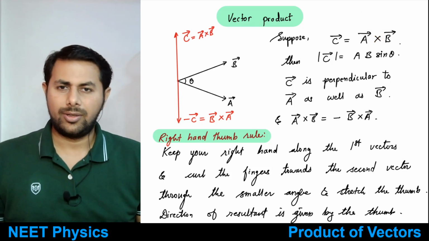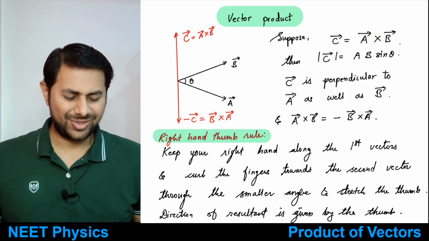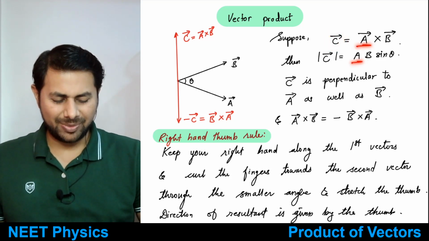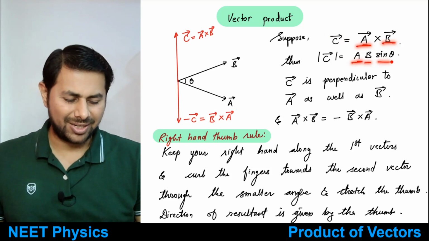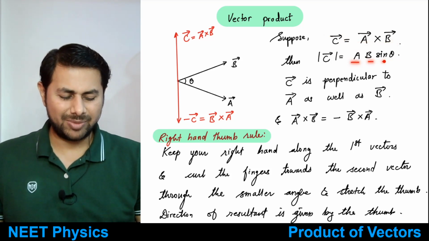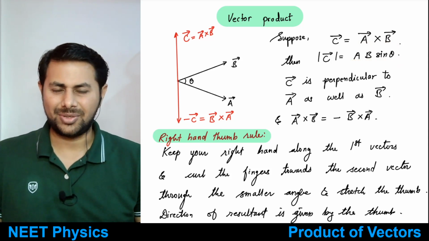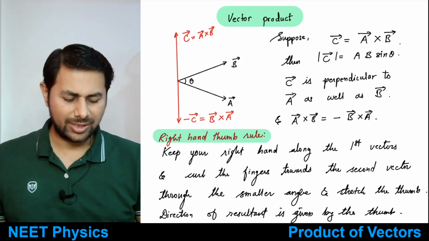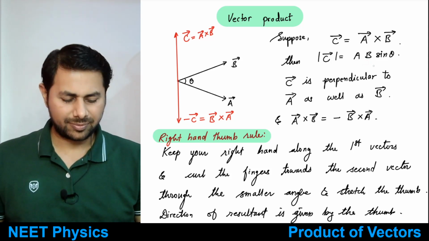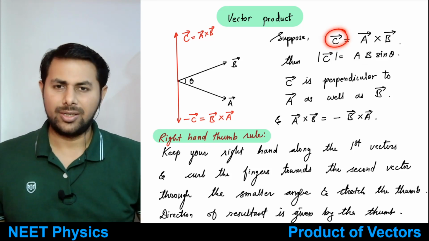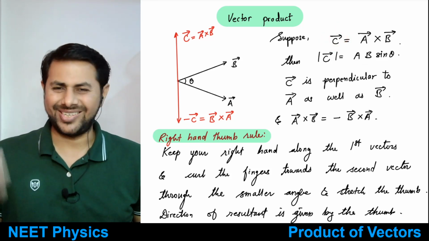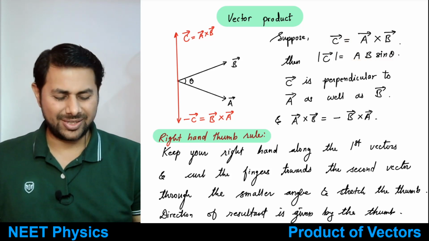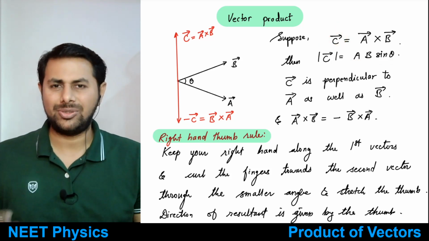Right. Now what's the difference between that and this one? Here, if you find the magnitude of the resultant, it is the magnitude of A multiplied by the magnitude of B multiplied by the sine of the angle between the two. It is A times B times sine of theta. That one was A times B times cos of theta, the scalar product. So here the result is a vector, which means it has magnitude as well as direction.